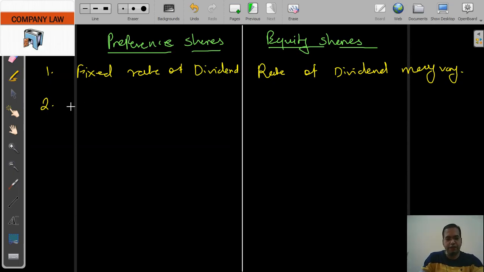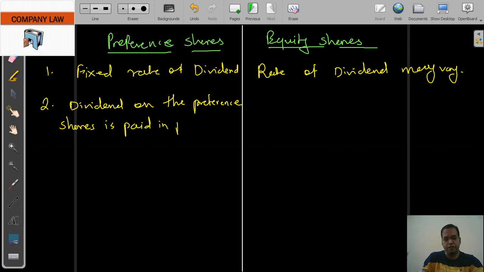So here we can say dividend on the preference shares is paid in preference to equity shares. Dividend on preference shares is paid in preference to equity shares.